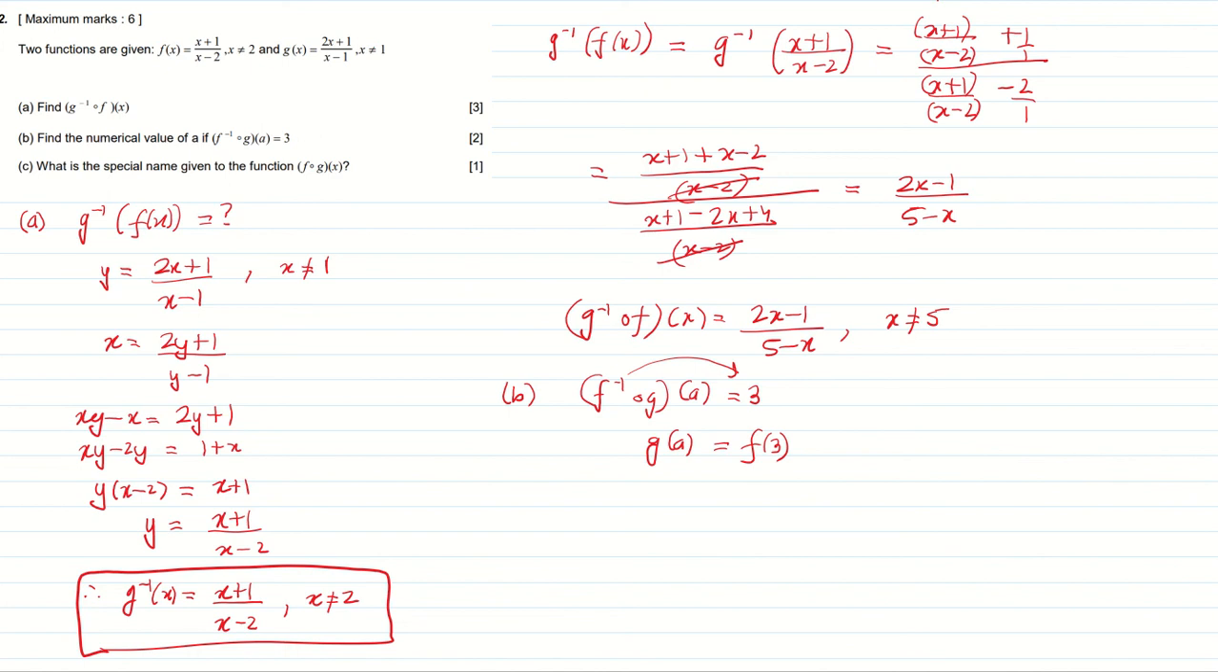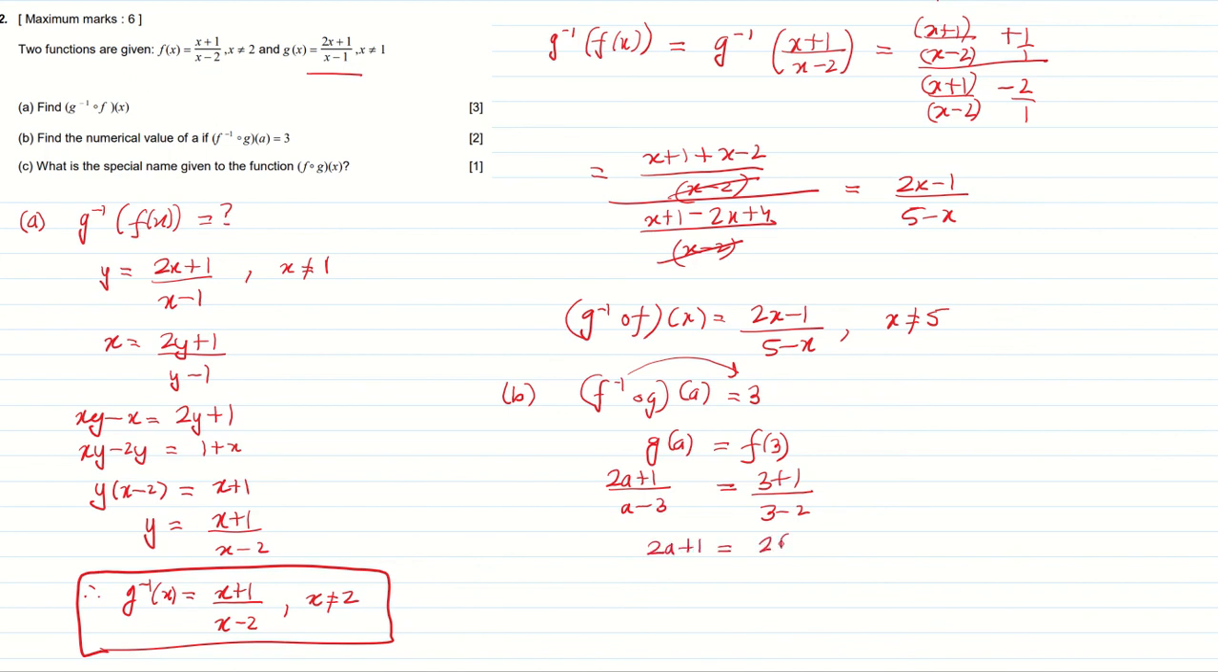So now your g(a), if you use the definition of the function, becomes (2a plus 1) upon (a minus 3) is equal to, my f(3) would become (3 plus 1) upon (3 minus 2). So you just solve for a. That's it. That's your answer.